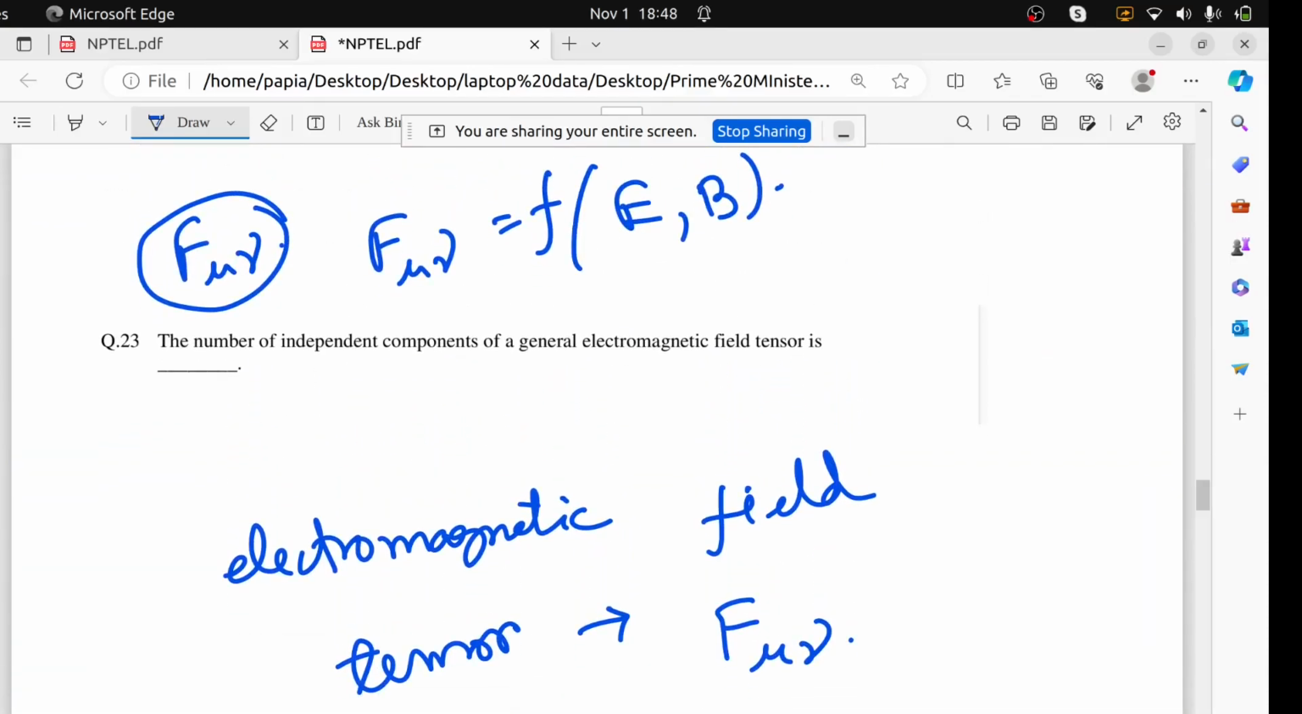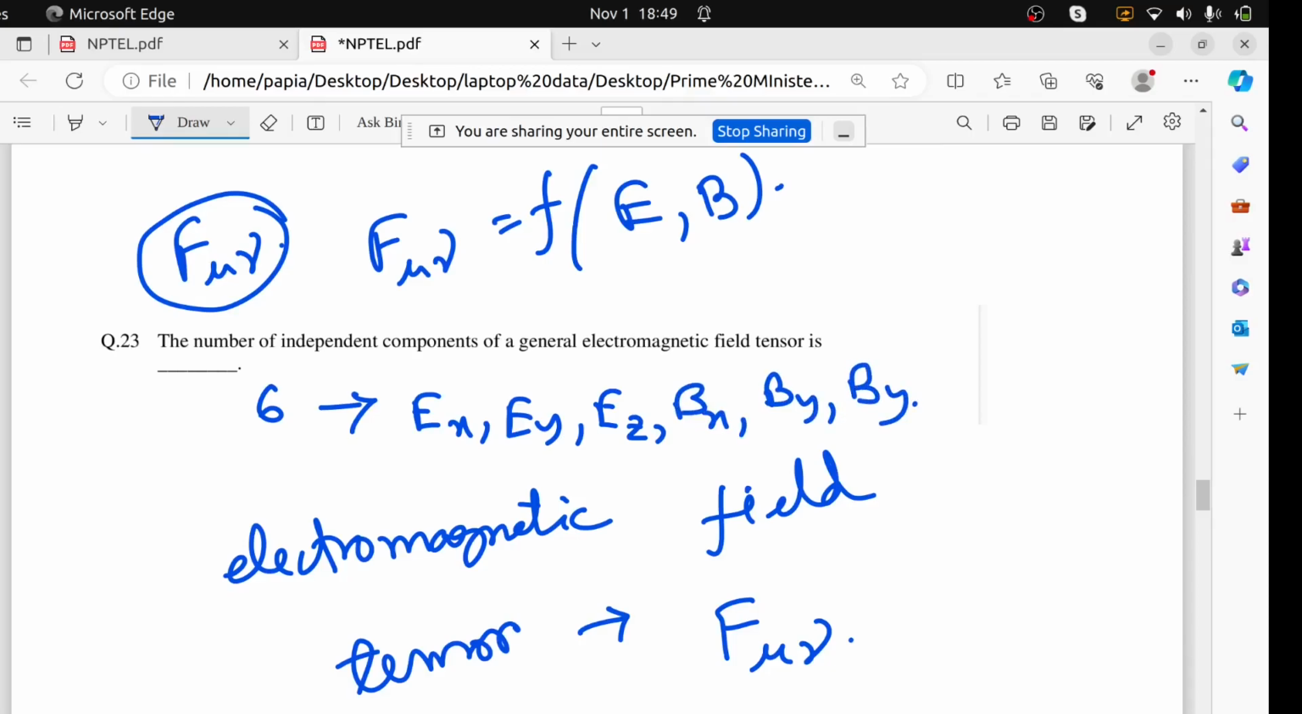So the number of independent components of a general electromagnetic field tensor is 6. And what are these? Ex, Ey, Ez, Bx, By, Bz. These 6 components we need to know to have an idea about the general electromagnetic field tensor. That's why the number of independent components of a general electromagnetic field tensor is 6. Okay?